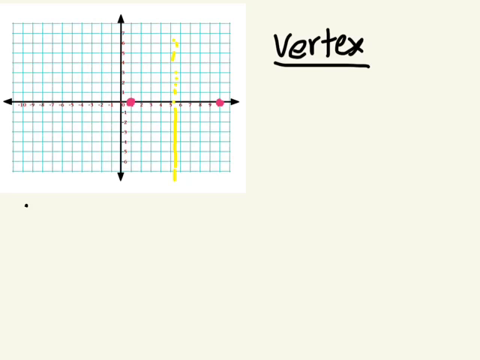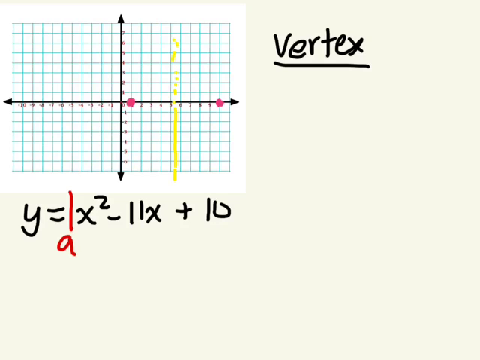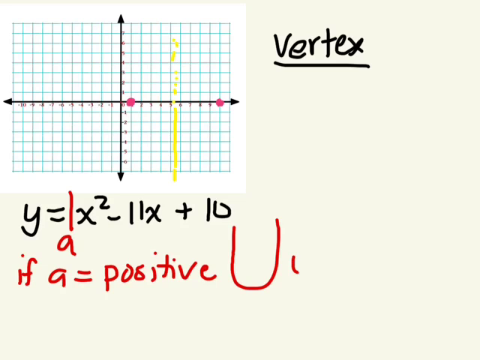Now, when we looked at the original equation of this parabola, it was y equals x squared minus 11x plus 10. What number can we assume is in front of x squared? 1. Good. That's our a value, right? If a is positive, how does a parabola open? It's going to go up, like this. Good. It's going to open up and it's going to have a minimum value.